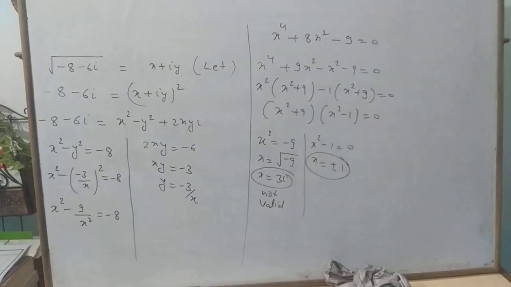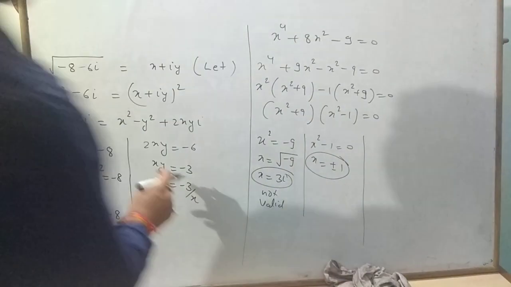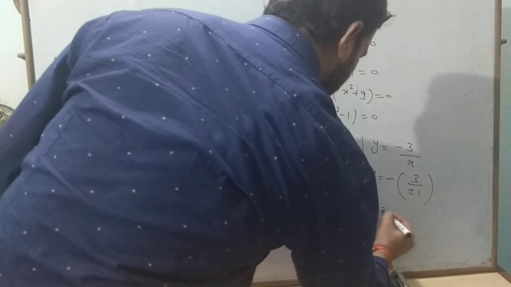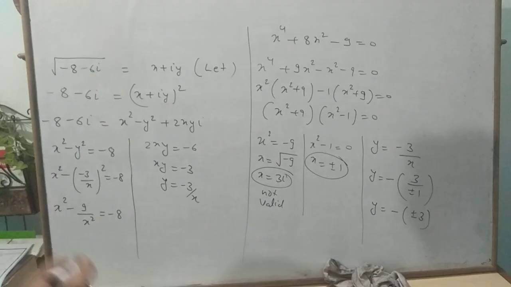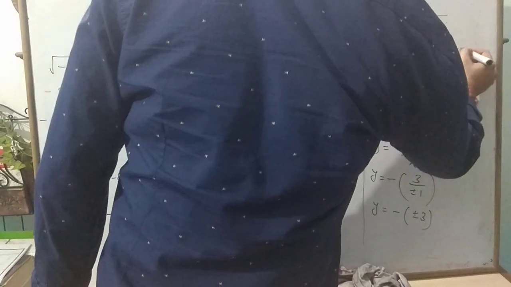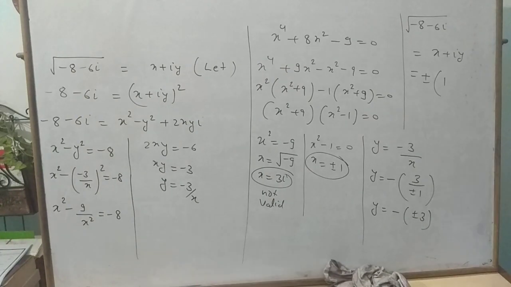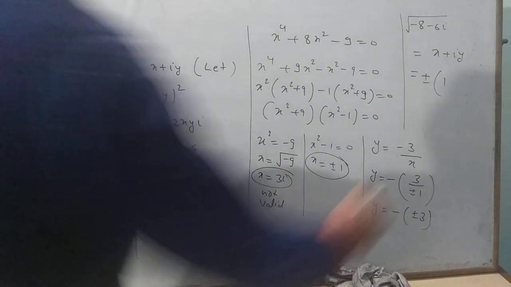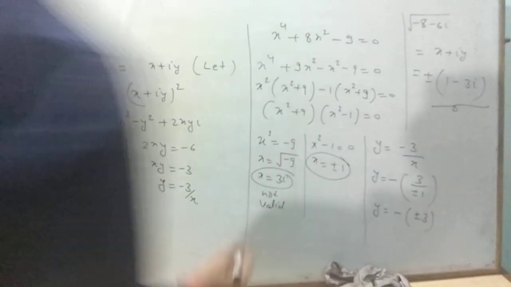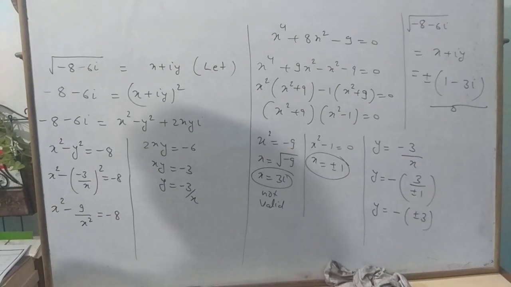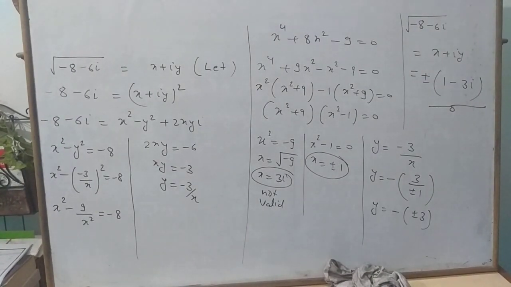After finding the value of x, we need the value of y. Now here, be careful. y is equal to minus 3 by x, and x is plus minus 1, so y is equal to minus plus 3. When we substitute, the square root of minus 8 minus 6i is equal to x plus iy. Now please pay attention, plus minus: the value of x is 1 since it is positive and the value of y is negative, so it is minus 3i. So this is the way we can find the square root of a complex number.